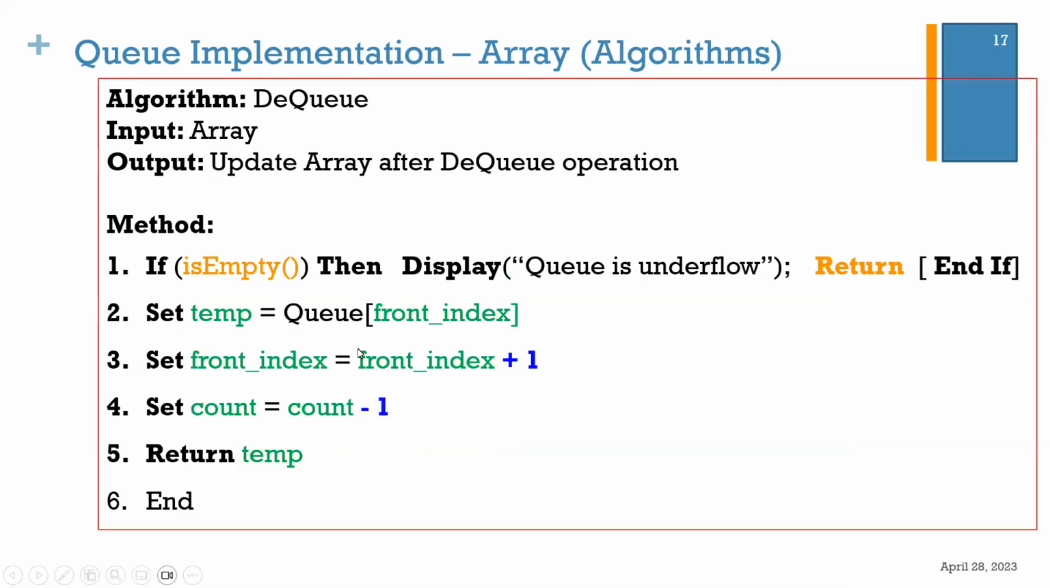To dequeue from the queue, we have to check if it's empty, to overcome underflow. Otherwise, to remove an element, we remove from the front index and keep it in a temporary variable, then increment the front index by 1, decrement the count by 1, and return the temp. Take care that the method returns a variable of the same type as the queue, an integer.